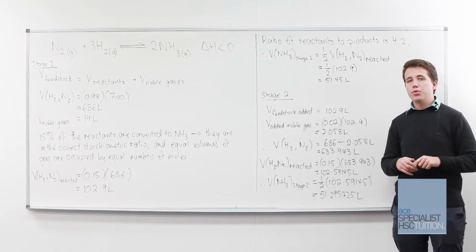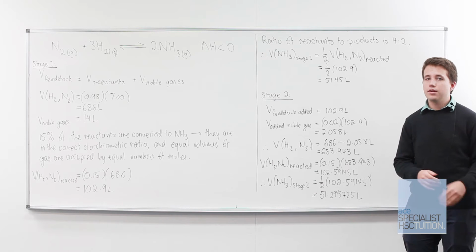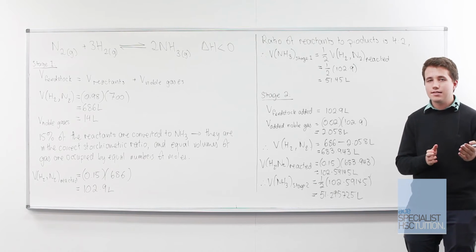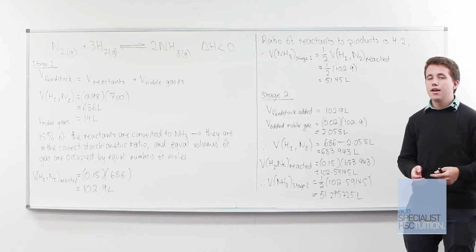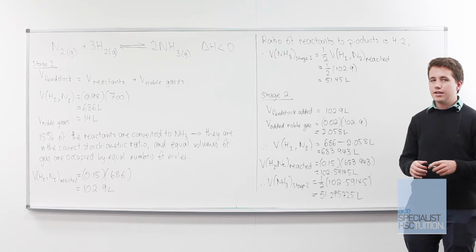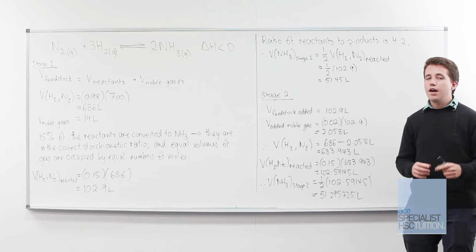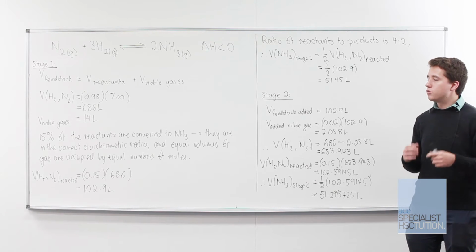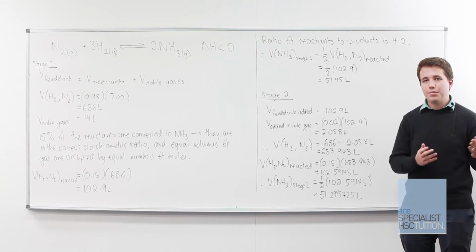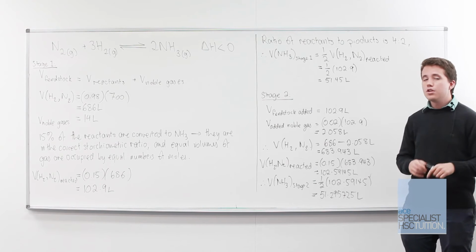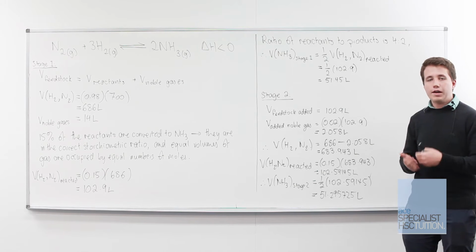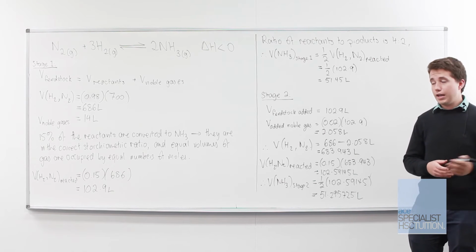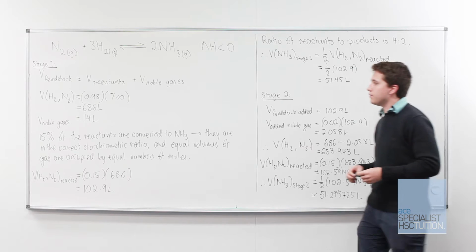It's also really important to remember that our feedstock is composed of both the reactants for this particular reaction, which is the hydrogen gas and the nitrogen gas, as well as some contaminants. In this case, those contaminants are noble gases, and we've been told that it's a 2% contamination rate. So this is the first thing that we're going to have to apply to work out what volume of our feedstock is actually the reactants that we're going to be using.